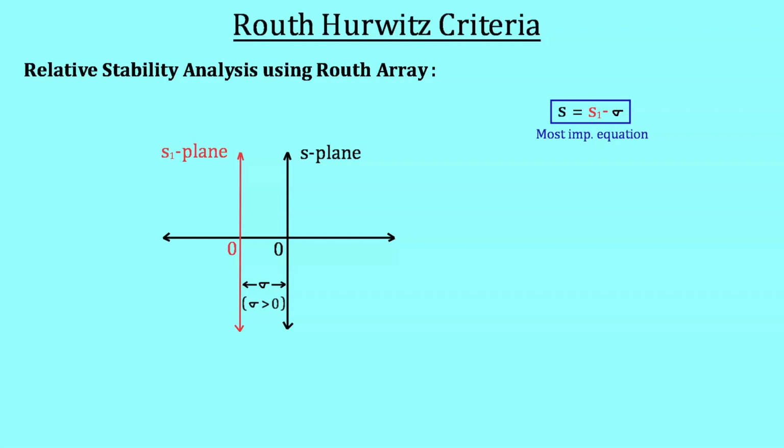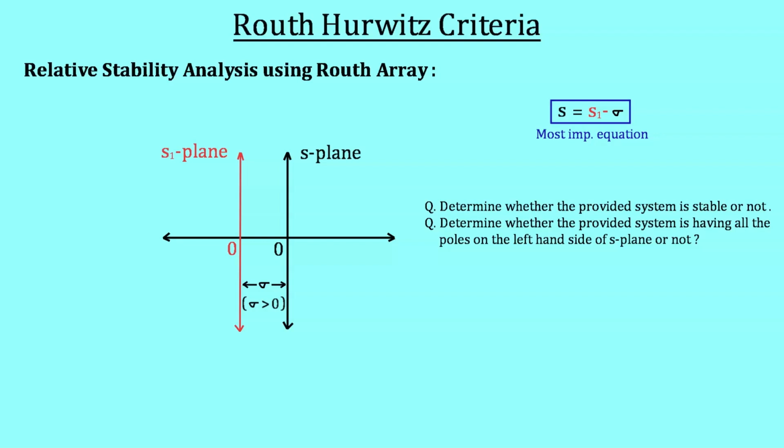Keep in mind, I have shifted the S-plane in the negative direction, but if you have to shift the origin towards the right side, then you have to put the value of sigma to be negative. There can be some good questions which can be asked from this topic. Like for example, consider these two questions. Determine whether the provided system is stable or not. And the second question is determine whether the provided system is having all the poles on the left hand side of S-plane or not. These two questions are actually exactly the same.